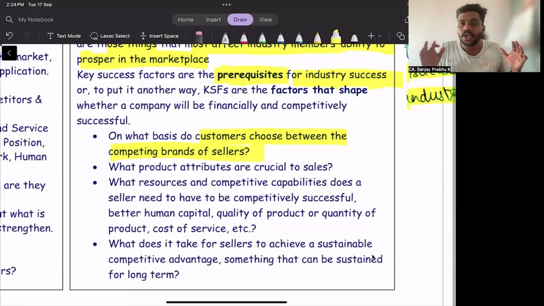Say for example, I am going to purchase a mobile phone. I was a little bit confused whether I have to purchase the Samsung S24 Ultra or the iPhone 16. If I choose the iPhone 16, on what basis have I chosen it? That particular basis is a key success factor. On what basis does a customer choose between the competing brands?